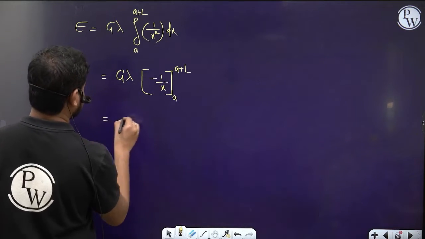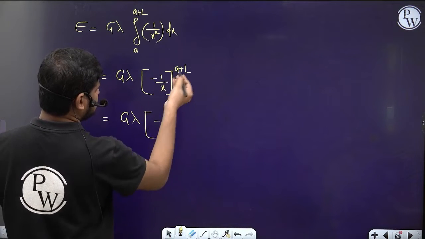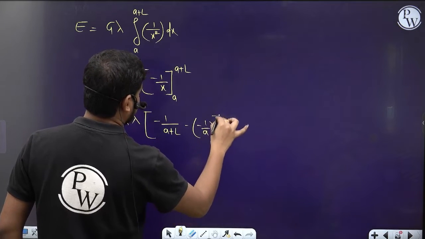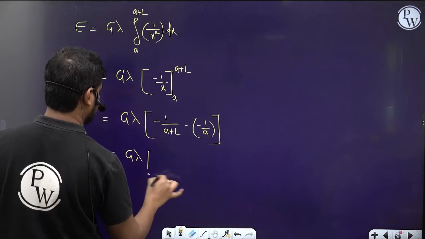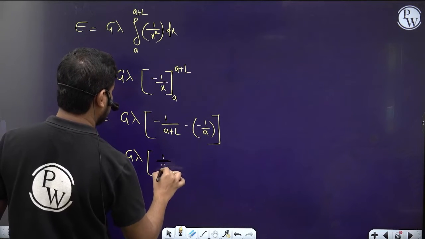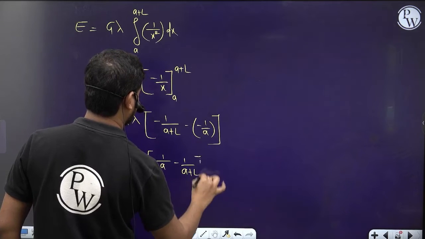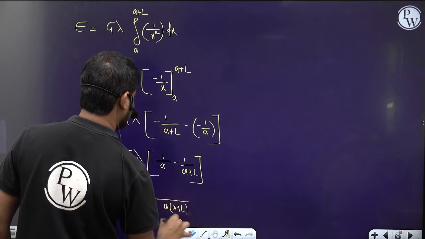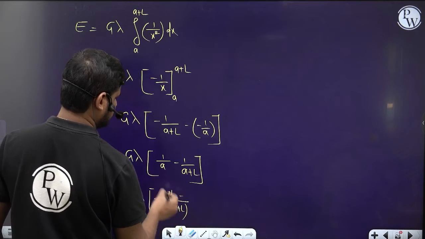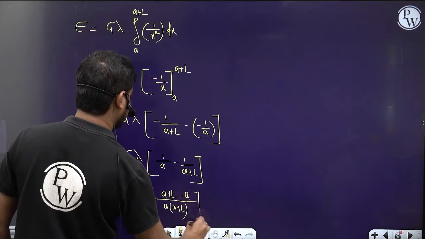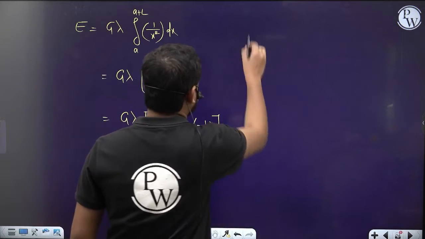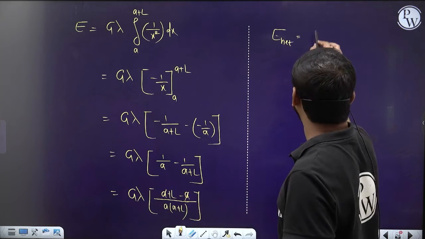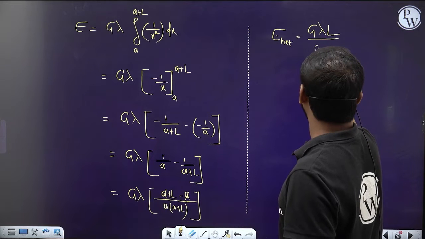So here I can write g into lambda, so minus, substitute the upper limit, 1 by A plus L, minus of minus 1 by A, right? So then g lambda into, this will become plus 1 by A minus 1 by A plus L. So from here g lambda into A plus L minus A, so that A gets cancelled. So the net gravitational field E net will be equal to, we are left with g lambda L by A into A plus L.